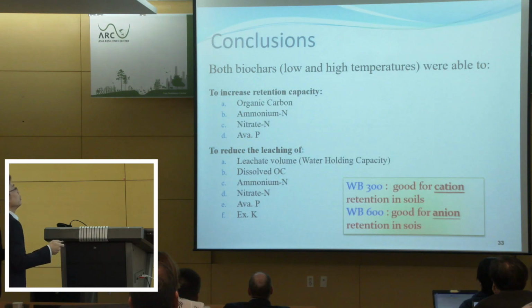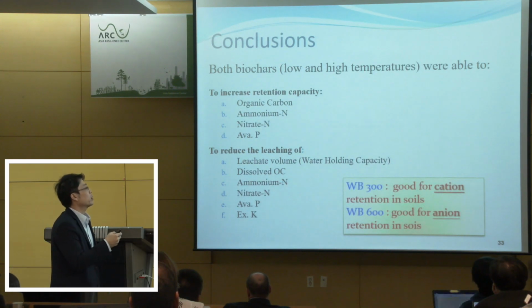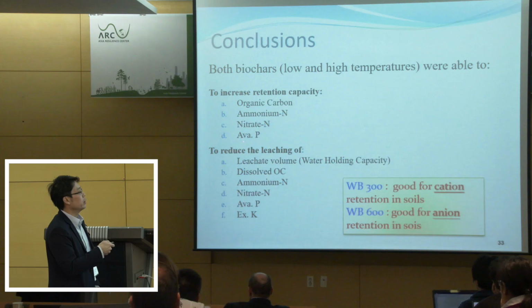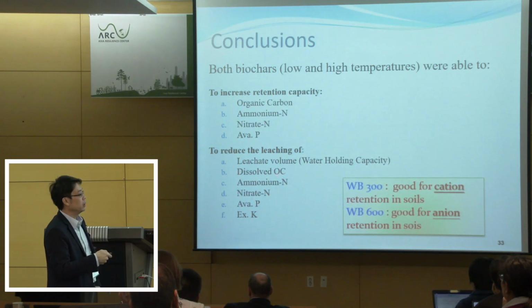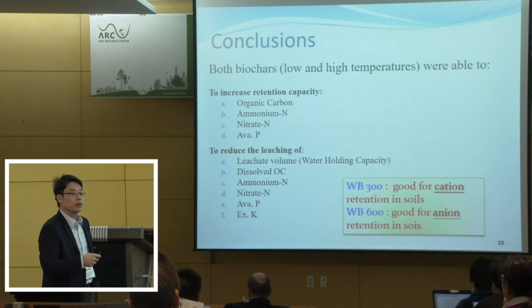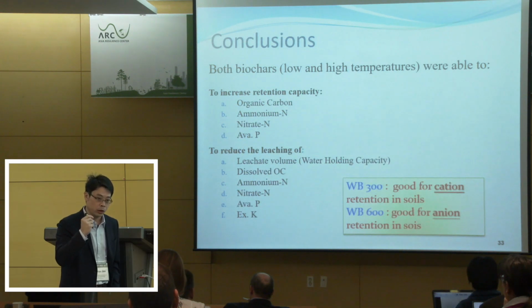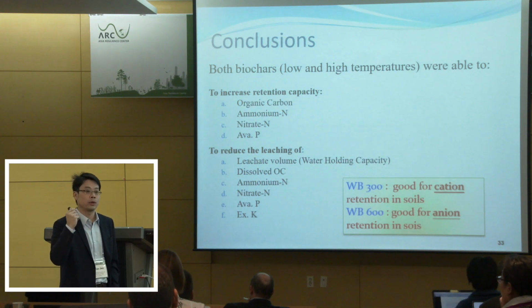Okay, that's my conclusion. So both biochars were able to increase the retention capacity, including the organic carbon, inorganic nitrogen, and the available phosphorus, and to reduce the leaching of water, DOC, inorganic nitrogen, available phosphorus, and exchangeable potassium. So it means biochar can effectively retain the fertility in slope land soils in tropical or subtropical climates.